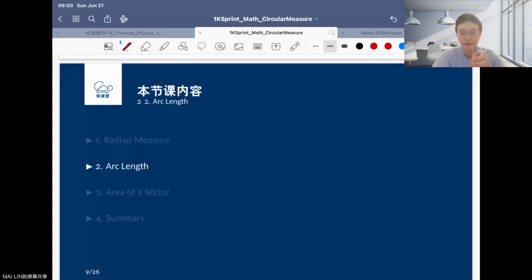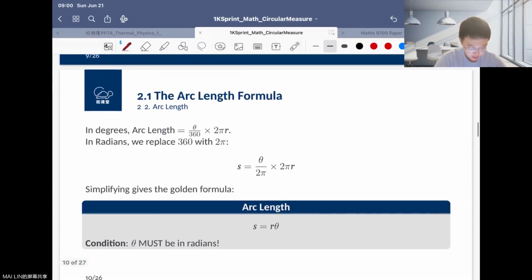Okay, hello guys. Today we are talking about the arc length. So let's move to the first part about the arc length formula.